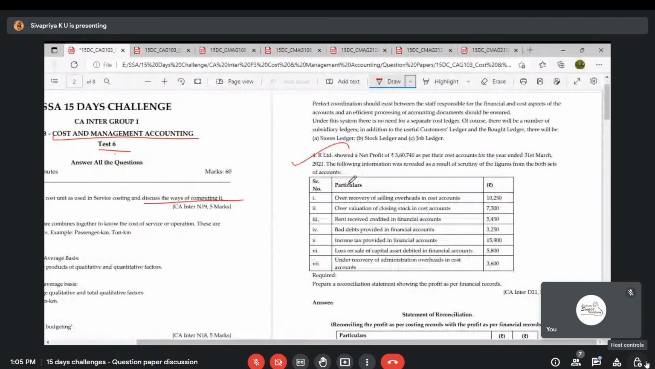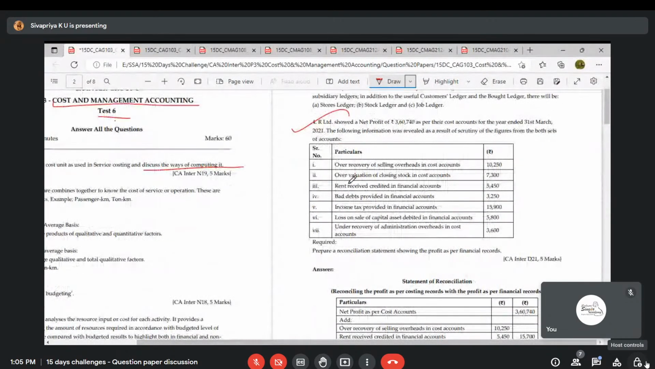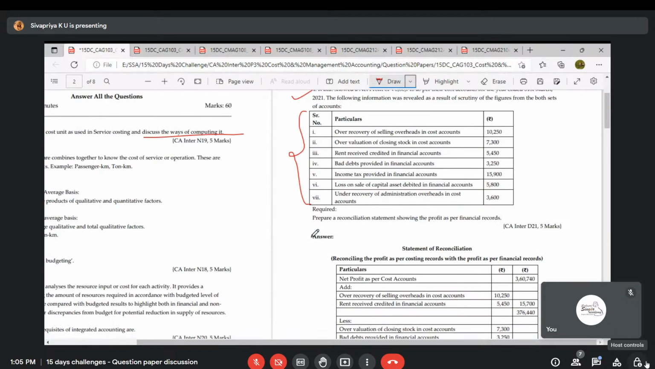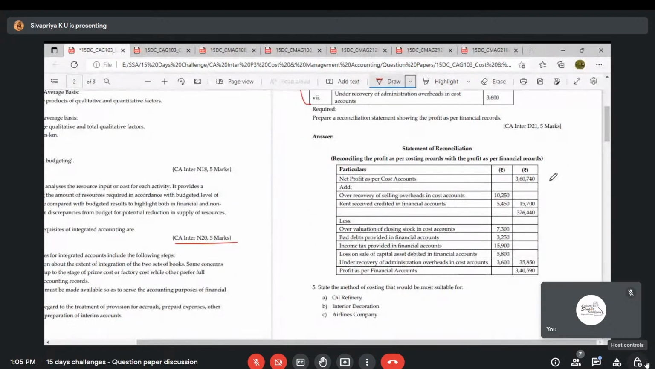Question number 4. So this is a reconciliation statement. Profit as per financial accounts and profit as per costing, you have to reconcile, and these are the various items due to which there is a change. So this is the solution. Profit as per cost accounts is taken as a base, 3,60,740. The answer is 3,40,590. What are the things to be added and deducted, you have the format and just apply that.